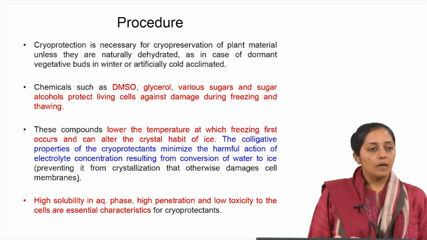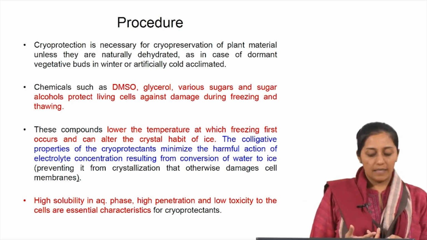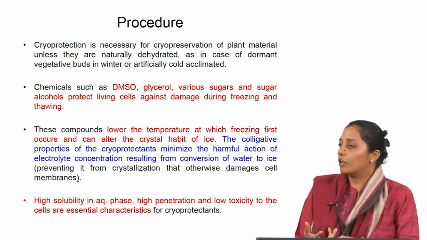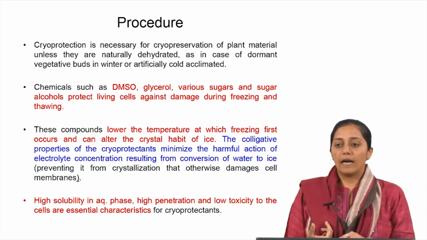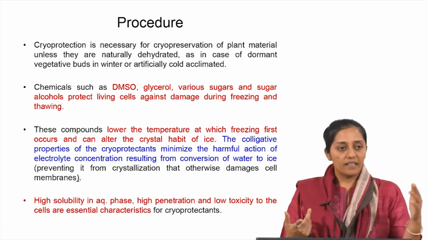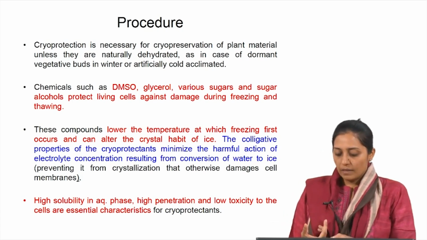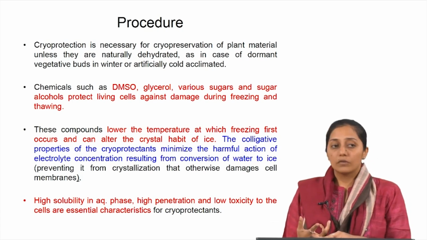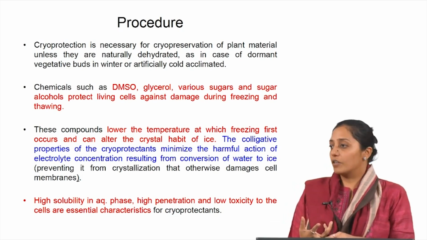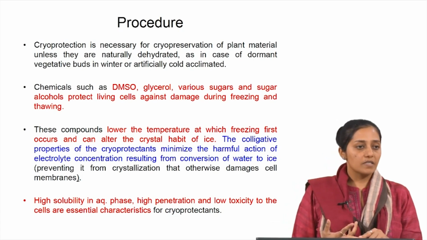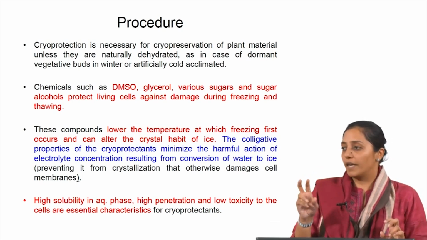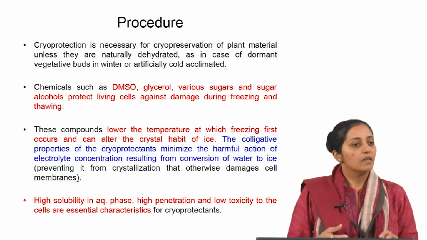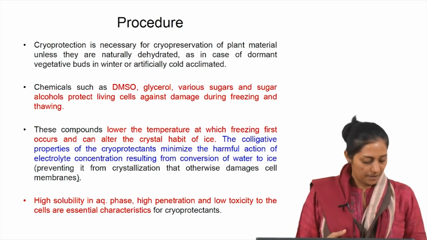So what all properties of cryoprotectants are essential? They have high solubility in the aqueous phase, and they should be highly penetrating so that they can reach inside the cell. Then they should have low toxicity, should not be very toxic to the cell. So, the toxicity has to be taken into account, which means the amount of cryoprotectant you are using, the concentration, it matters, has to be optimized.